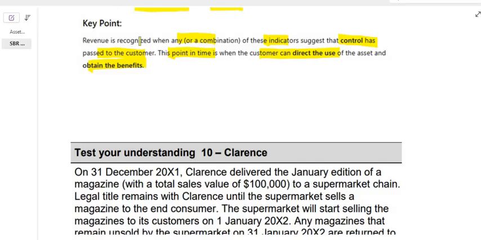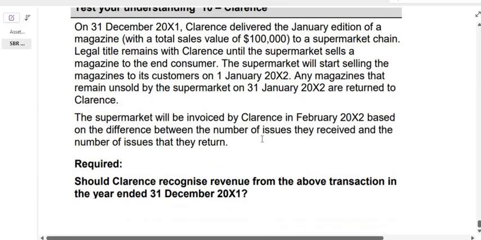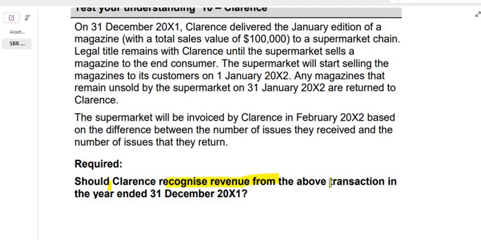Now here we have a question. Should the client recognize revenue from the above transaction in the year ended 31st December 2001?